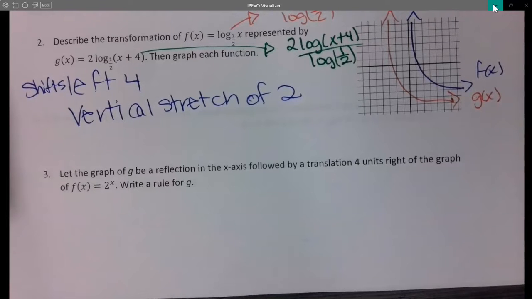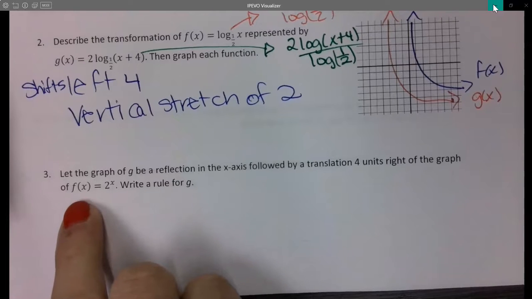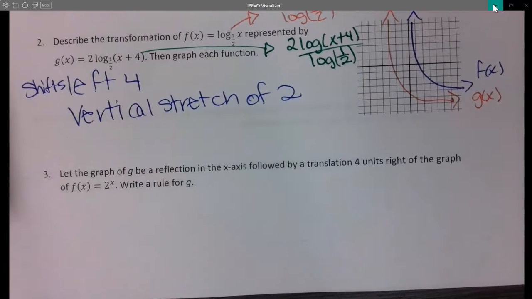Okay, on number 3, it is having me write a new equation. It's telling me the graph of g is going to be a reflection in the x-axis, followed by a translation 4 units right of the graph of f of x equals 2 to the x. It wants me to write a rule.